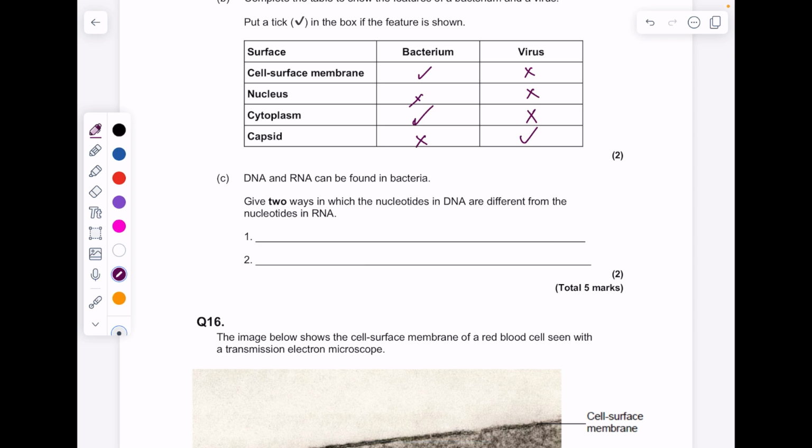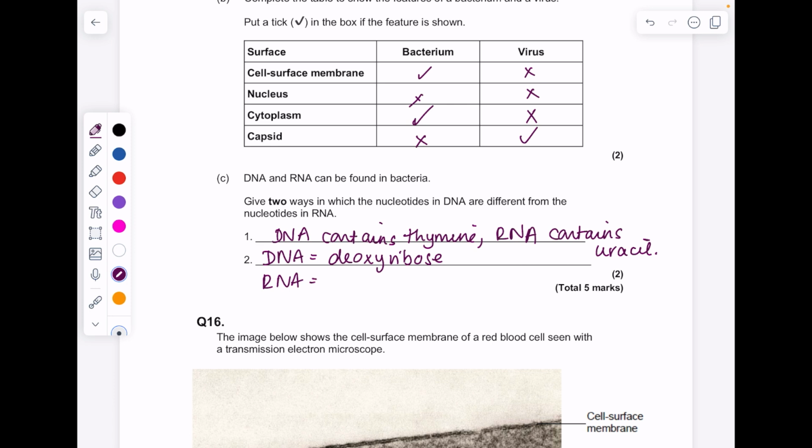Give 2 ways in which the nucleotides in DNA are different from the nucleotides in RNA. DNA contains thymine. RNA contains the base uracil. Let's name the differences in the sugar. DNA has deoxyribose sugar in its nucleotide, whereas RNA just contains ribose.